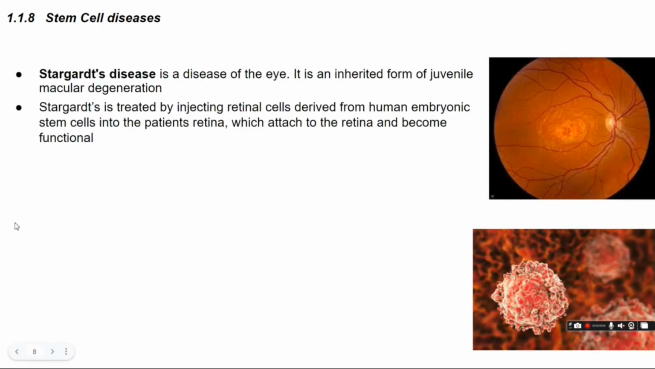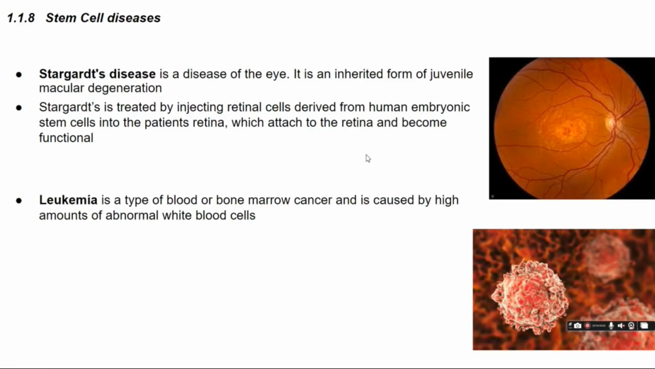So diseases involving stem cells are Stargardt's disease and leukemia. We'll have to know both of them. So Stargardt's disease is a disease of the eye, and it is a form of juvenile macular degeneration. And it is treated by injecting retinal stem cells that are derived from human embryos into the patient's retina, which attach to the retina and become functional.